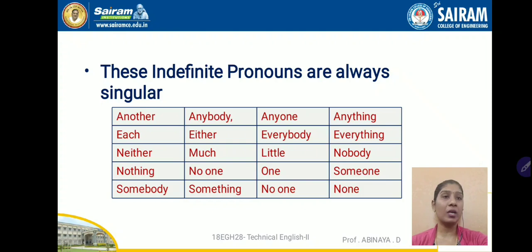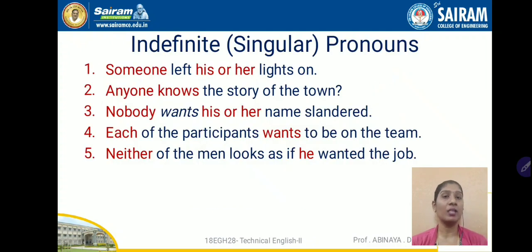And there are some pronouns which are to be taken only as plural. We will see the example for these singular pronouns. Someone left his or her lights on. Someone, somebody, someone left his or her lights on, not their lights on, his or her lights on. Anyone knows the story of the town. Knows, obviously we are using for singular, right?